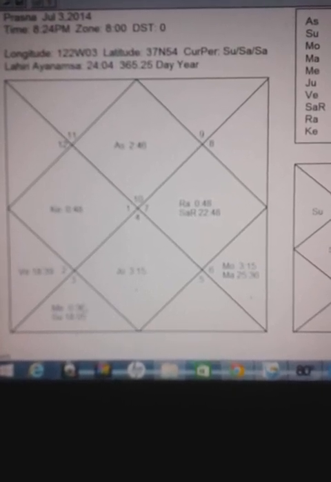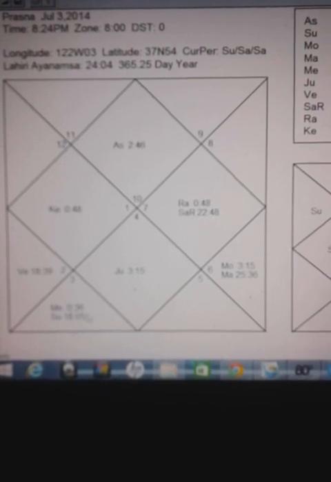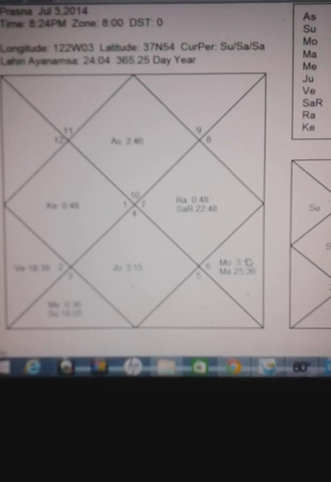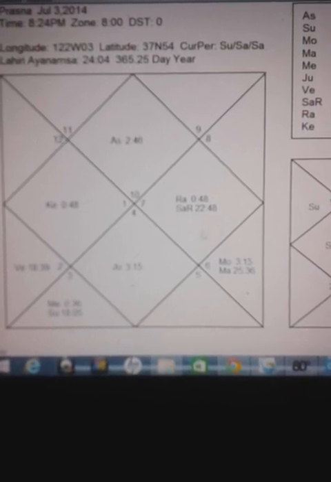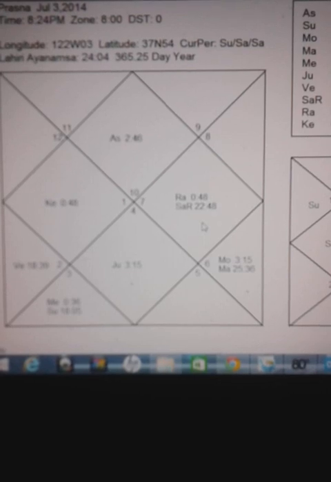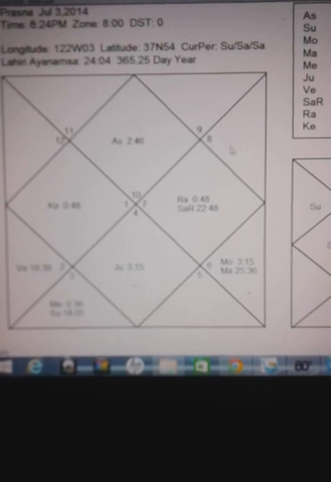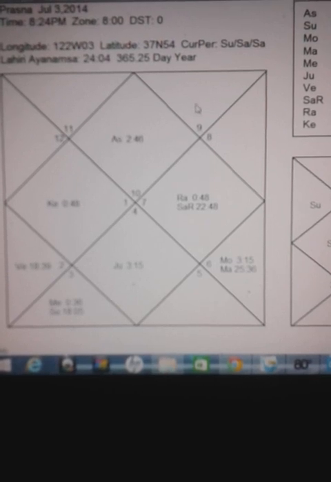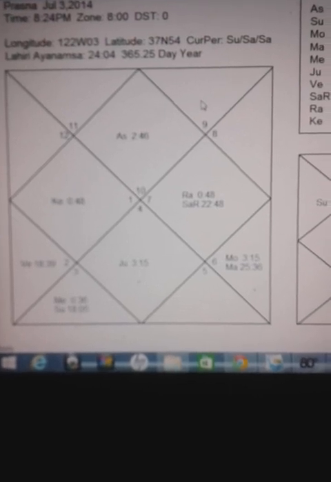The sixth zodiac sign is ruled by Virgo. The seventh zodiac sign is ruled by Libra. The eighth zodiac sign is ruled by Scorpio. The ninth zodiac sign is ruled by Sagittarius. The 10th zodiac sign is ruled by Capricorn. The 11th zodiac sign is ruled by Aquarius. And the 12th zodiac sign is ruled by Pisces. So this is pretty much what the rulership is.